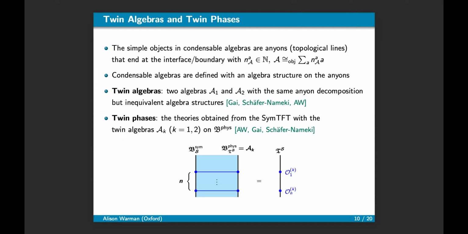Now, importantly, because these twin algebras have the same anyon decomposition, so the same simple anyons with the same multiplicities, it means that after we factor the symmetry, the two twin phases will always have the same number of ground states. And this means that they have no relative SSB. And this happens even if we change the symmetry boundary, because changing the symmetry boundary does not alter the fact that we have twin algebras on the physical boundary. So this gives us these twin phases that have the same ground state degeneracy for any symmetry.